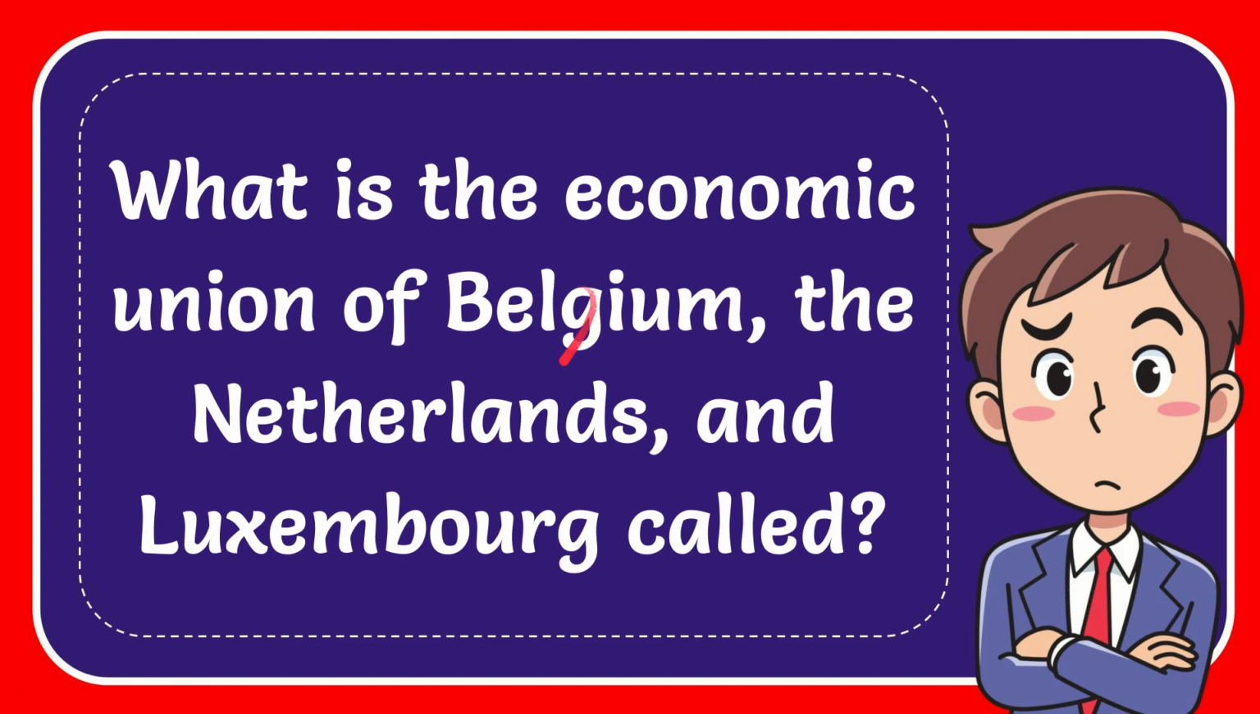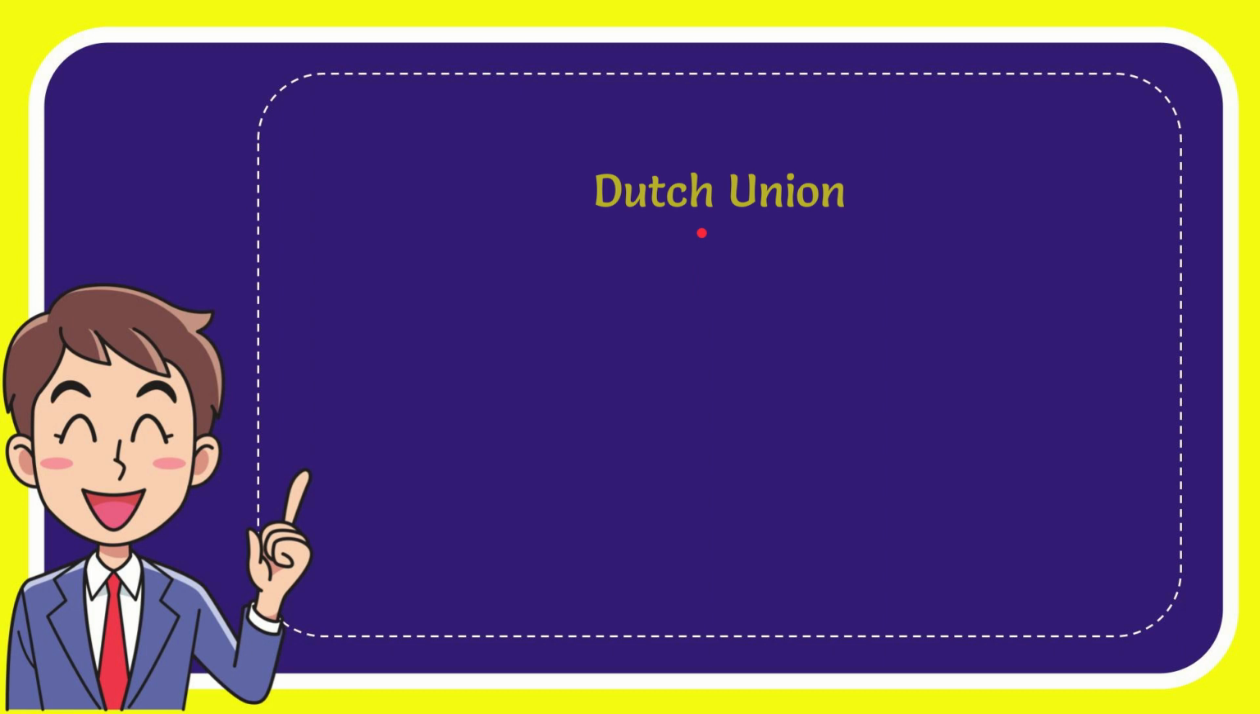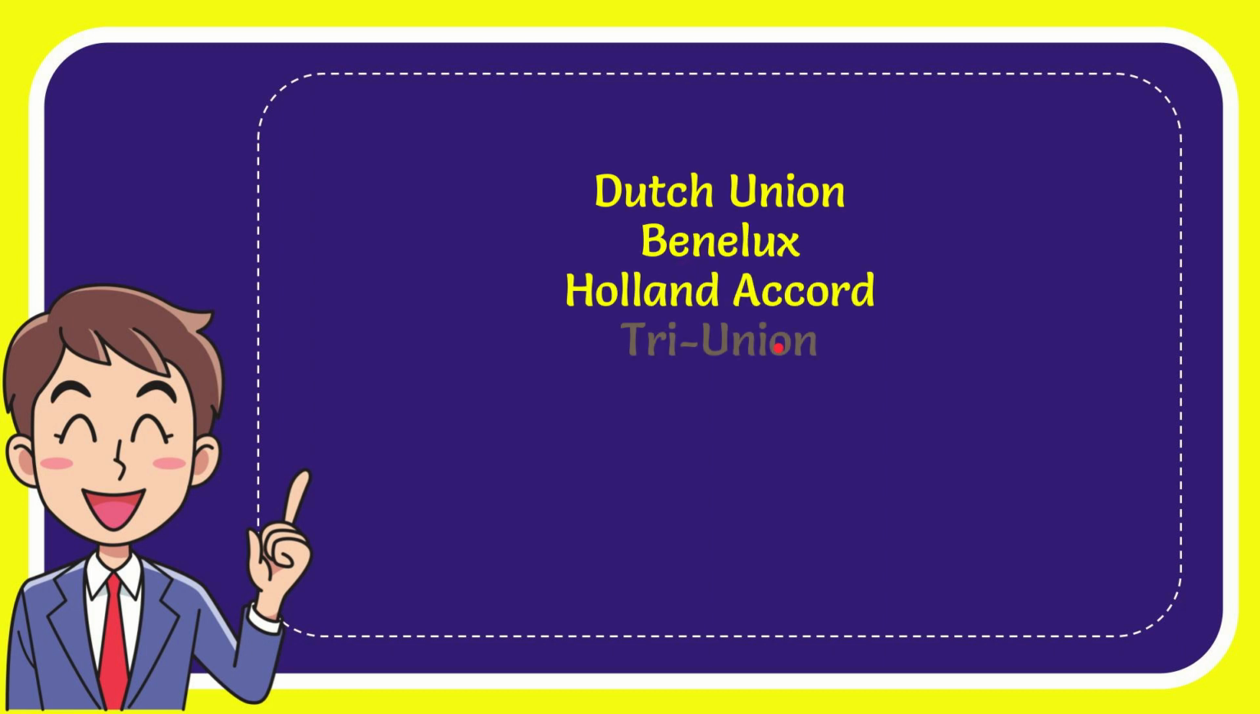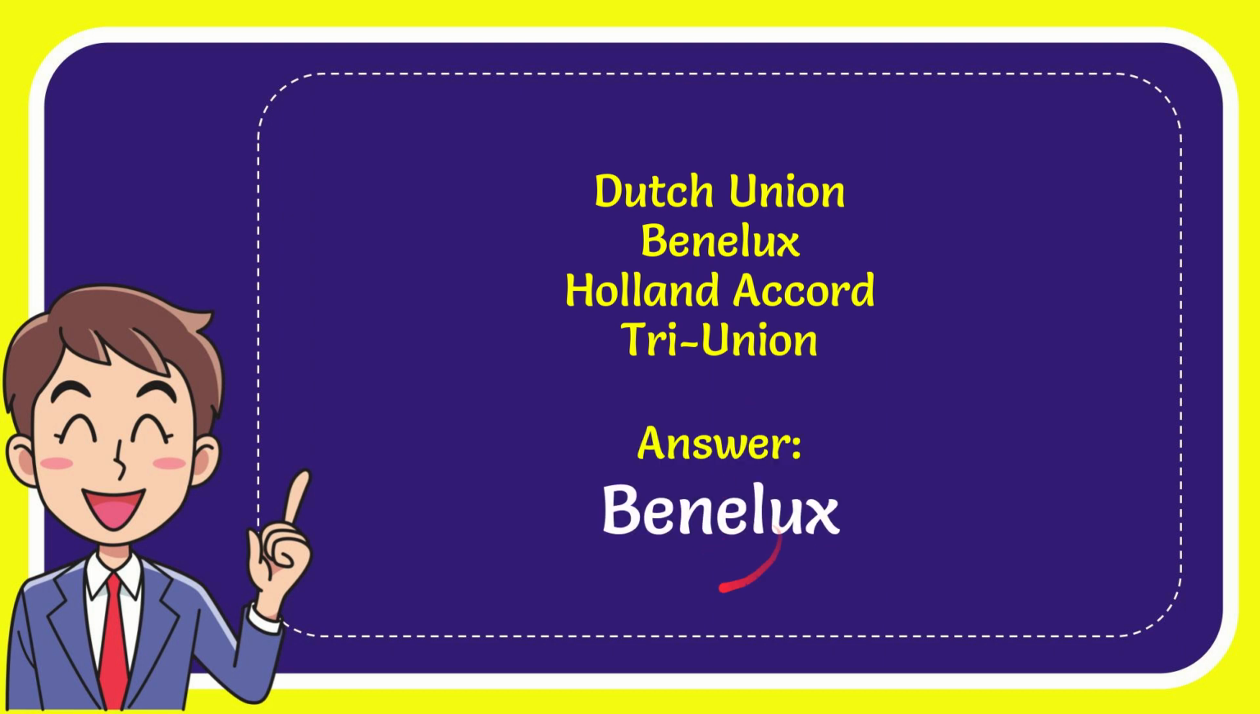In this video, I'm going to give you the answer for this question. The question is, what is the economic union of Belgium, the Netherlands and Luxembourg called? Well, I'll give you a list of the options, and here's the list of the options. First option is Dutch Union, second option is Benelux, the third option is Holland Accord, and very last option is Tree Union, and the correct answer for the question is Benelux. What is the answer for the question?